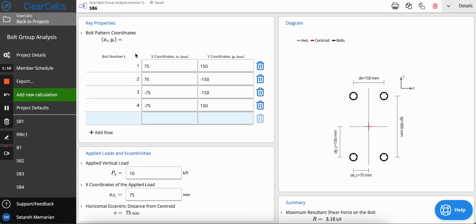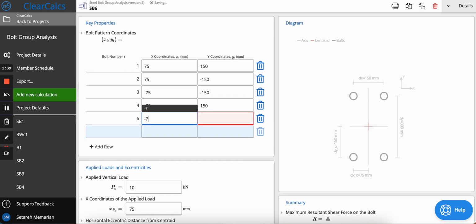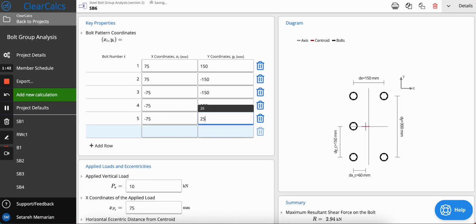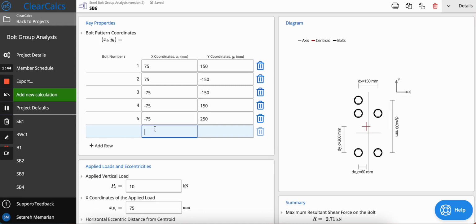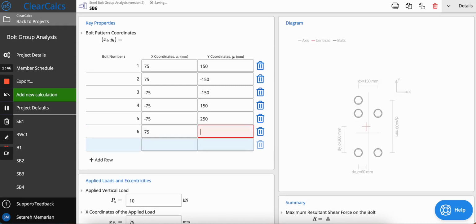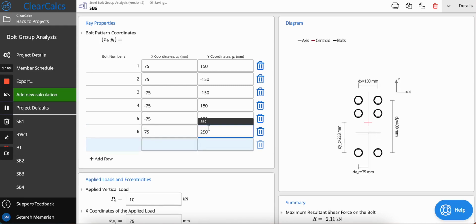Here you can input as many bolts as you'd like and see the arrangement on your right in this diagram. We're going to add 2 more bolts on top of these bolts, around 100 millimeters above. So let's start. For the first one, we're going to have -75 and 250, and we're going to have +75 and again 250.